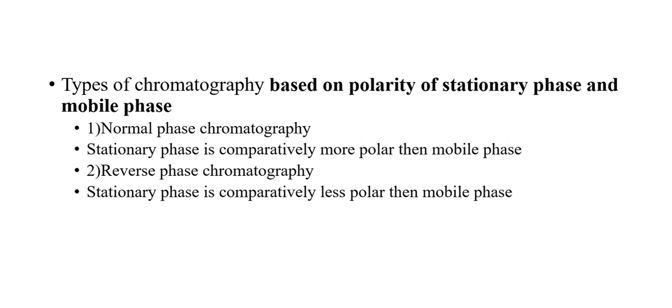Here the term comparatively is very important. For example, we have the stationary phase and the mobile phase, and both are polar in nature. If the stationary phase is comparatively more polar than the polar mobile phase, then it is normal phase chromatography. If the mobile phase is more polar than the polar stationary phase, then it is reverse phase chromatography. So the term comparatively is very important here.